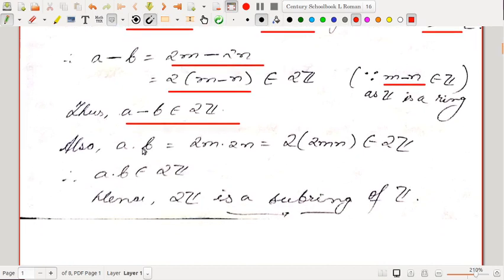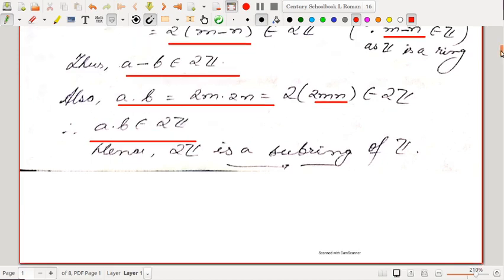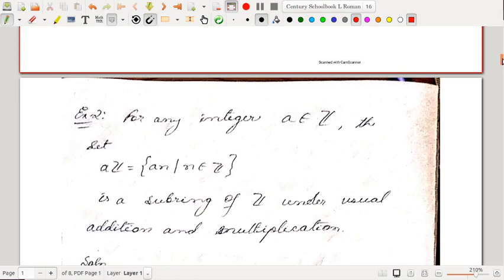Then what is a dot b? The product is 2m into 2n. This can be written as 2 into 2mn, but 2mn is also an integer, so the product is in 2Z, hence 2Z is a subring of Z. So we have done the subring test: a non-empty subset is a subring if it is closed under subtraction and multiplication. This is what I have used.